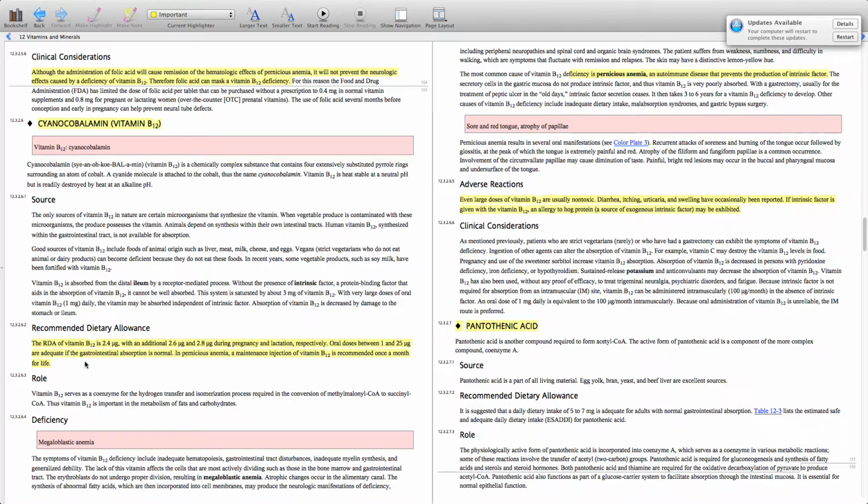Okay, B12. Recommended dose is 2.4 micrograms with an additional 2.6 micrograms and 2.8 micrograms during pregnancy and lactation, respectively. Oral doses between 1 and 25 micrograms are adequate if the gastrointestinal absorption is normal. And in pernicious anemia, a maintenance injection of vitamin B12 is recommended once a month for life. The deficiency is megaloblastic anemia.